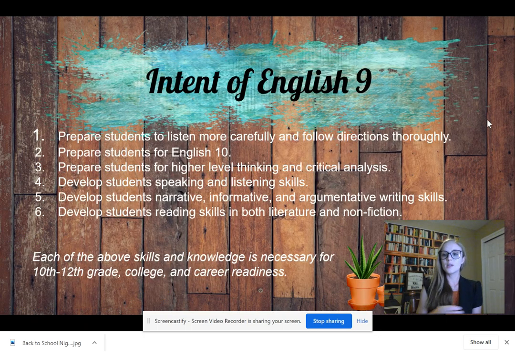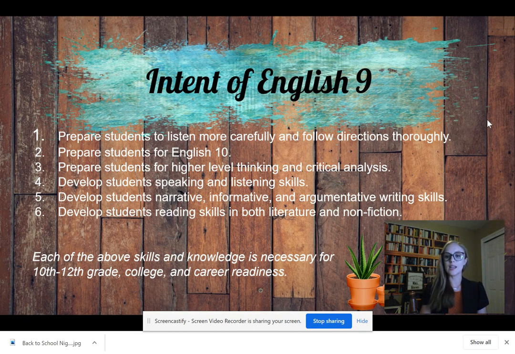So just to give you a little bit of an overview of what English 9 is all about, English 9 is meant to prepare your students to listen more carefully and follow directions thoroughly. Prepare students for English 10, obviously. Prepare students for higher level thinking and critical analysis.